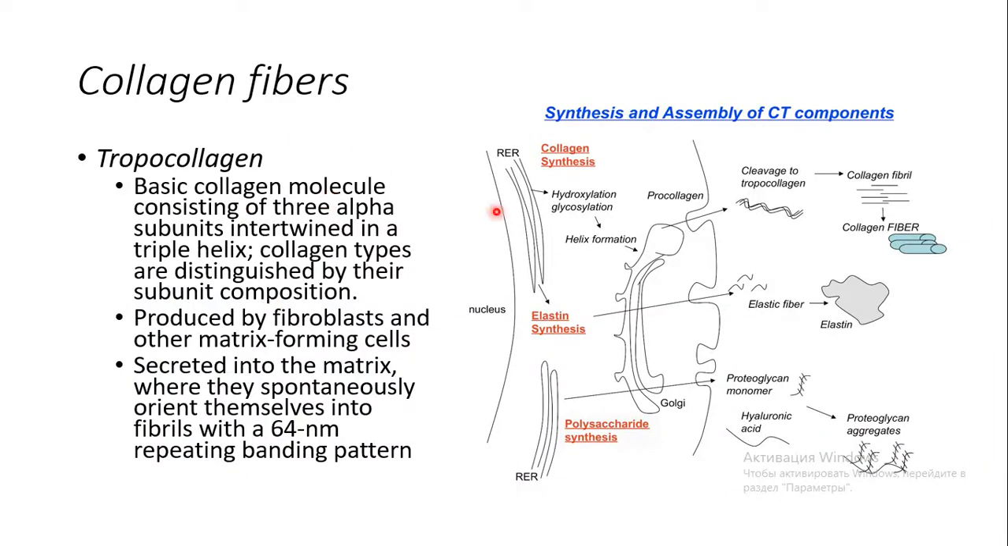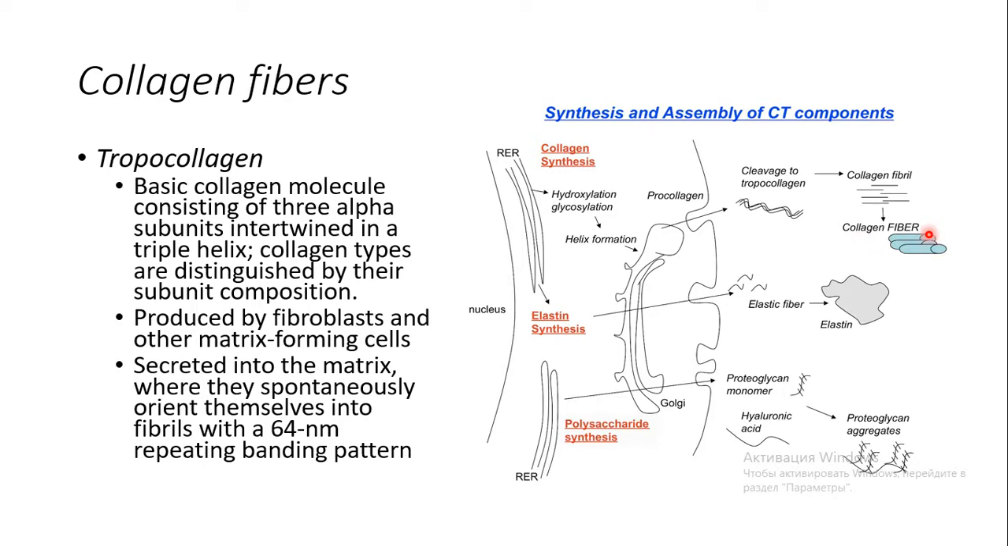So this diagram, no need to learn by heart, but the main idea is that collagen synthesis goes in the rough endoplasmic reticulum, then produces the pre-procollagen, then pre-procollagen is changed in the Golgi complex into procollagen, then procollagen enters the extracellular matrix and produces tropocollagen, and tropocollagen then cleaves and forms the collagen fibril. And these collagen fibrils get collected into collagen fiber.